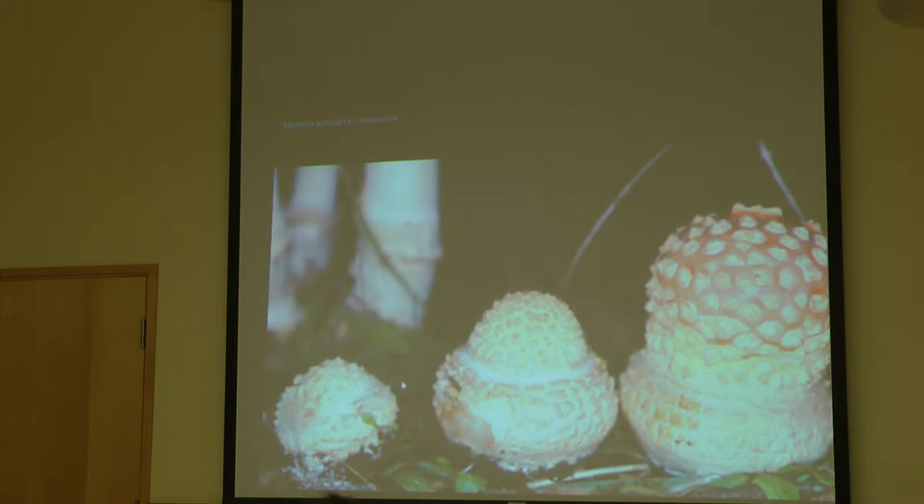And as the mushroom grows, it expands, and the veil begins to break up. The tissue that's covering it begins to break up. And then, as it grows more, the tissue breaks up even more, and how it leaves remnants on the cap is one of the ways you identify the different Amanitas. So this one has little warts on the cap. That's Amanita muscaria, and that's typical of it.